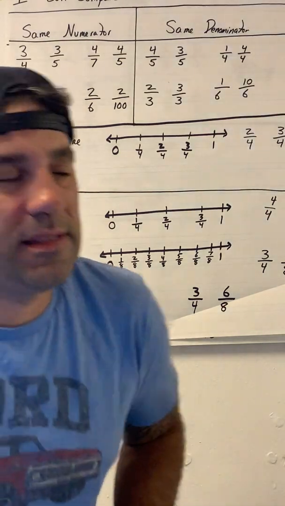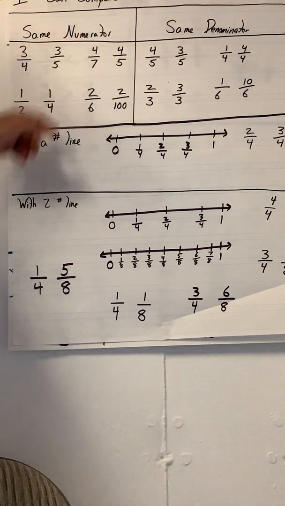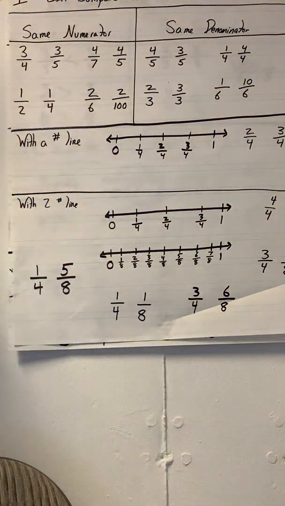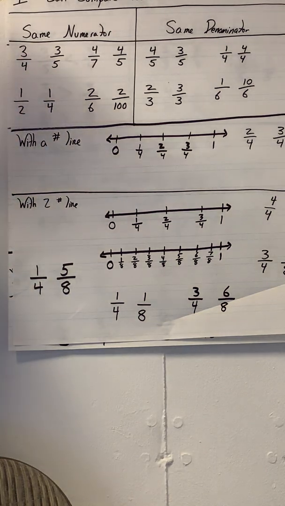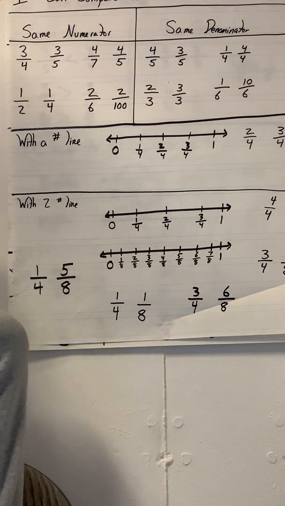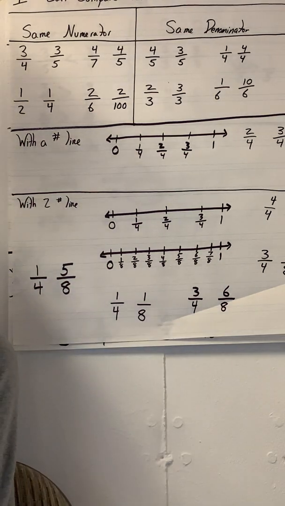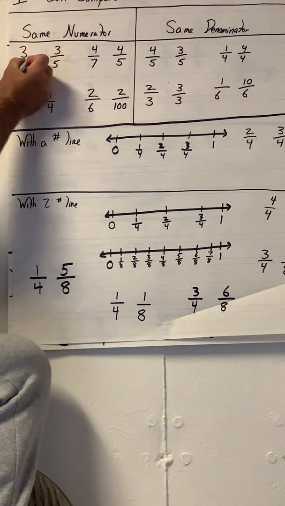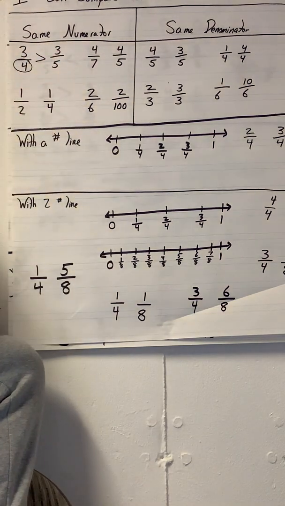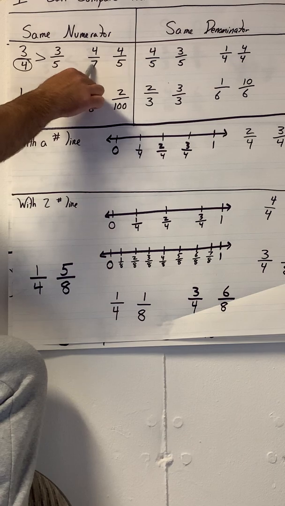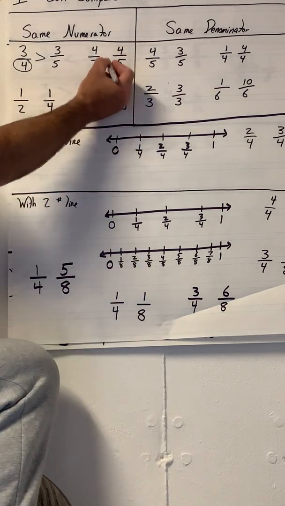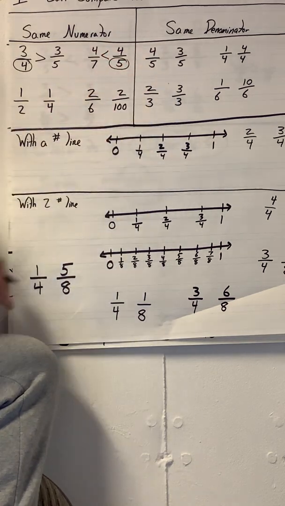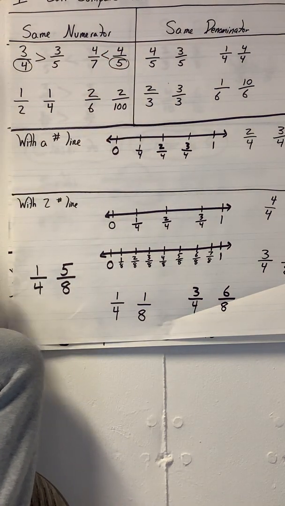All right. Same numerator, 3 or 3. So the only thing that matters is the denominator. So all you got to think about, what's bigger, fourths or fifths? And you say to yourself, the bigger the denominator, the smaller the pieces. Fourths are bigger than fifths, right? Both 4. Sevenths or fifths. The bigger the denominator, the smaller the pieces. Fifths are bigger than sevenths.